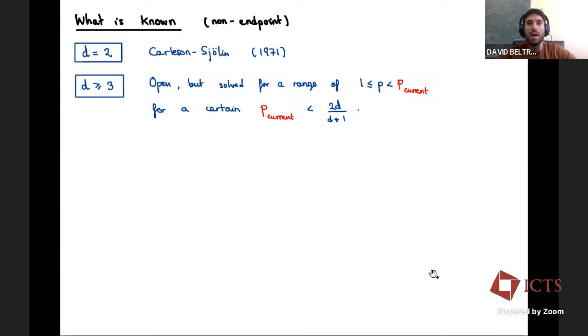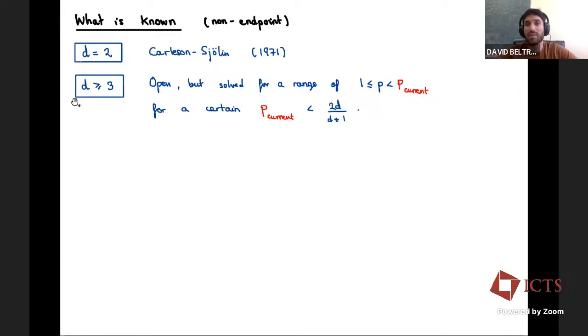So let's just quickly revise what is known. For d equals 2, everything in the non-endpoint case is known already since the early 70s, over 50 years ago, the work of Carleson and Sjölin. And for d greater or equal than 3, the problem is still open, and as many of you know, this is a big open problem in harmonic analysis. But there are partial results.